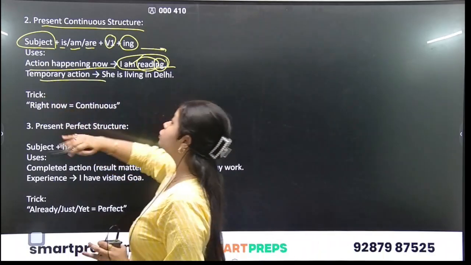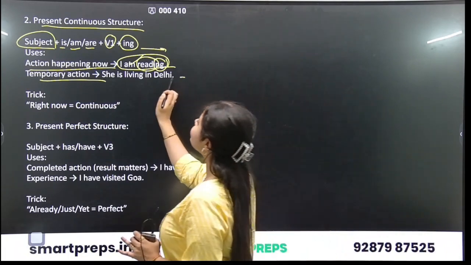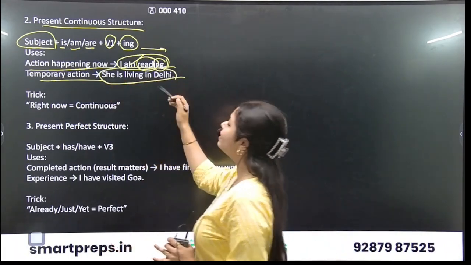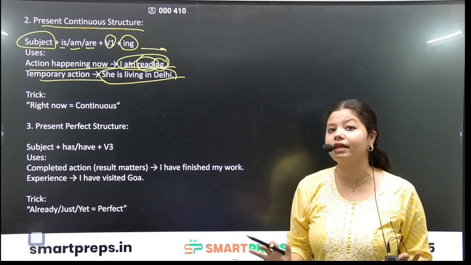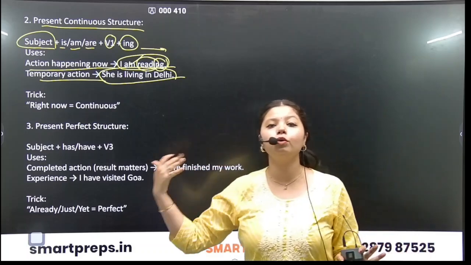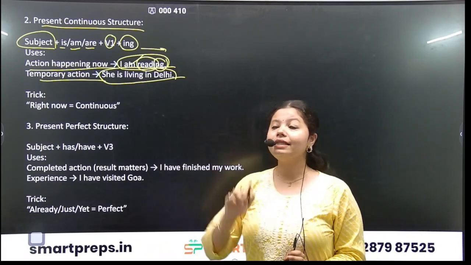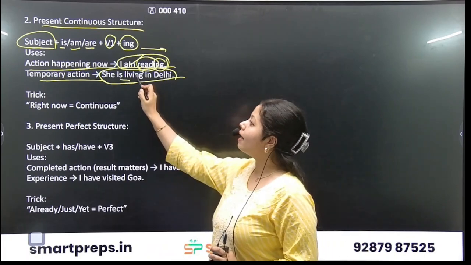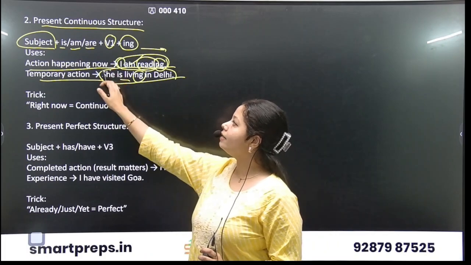Sometimes we also use the present continuous structure for a temporary action. For example, she is living in Delhi. It means right now she is living in Delhi. Afterwards, we don't know where she will be shifting, but at this moment she is living in Delhi. So is and ing along with the verb, and first will be the subject, I or she.